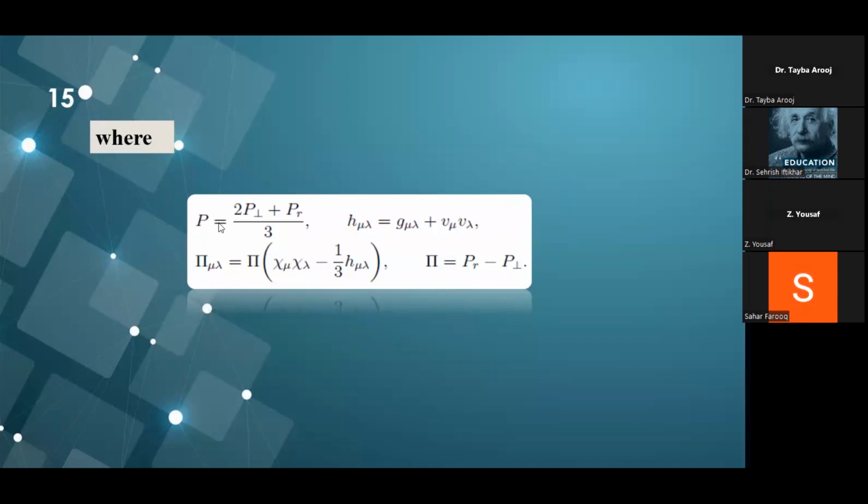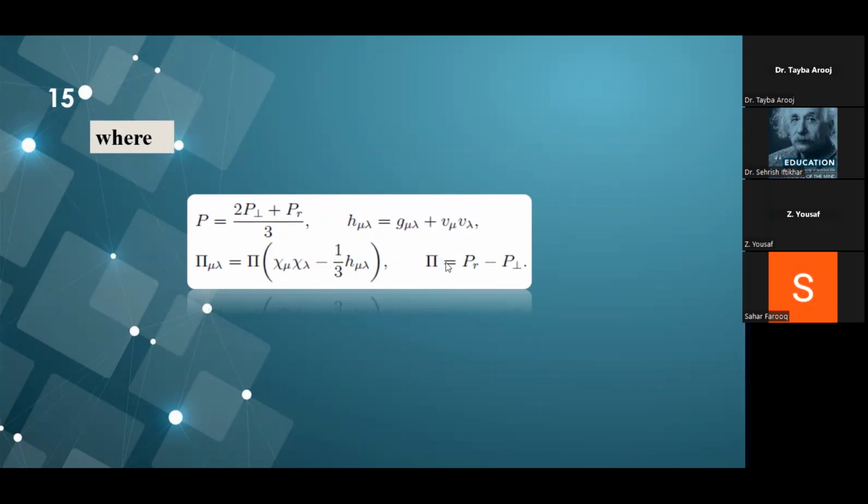And we define P to be 2 times P perp plus P_r over 3. And this is the anisotropic tensor. Who is controlling this tensor? It is Pi. What is Pi? It is a difference of anisotropic pressures.